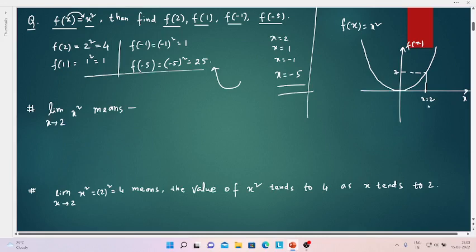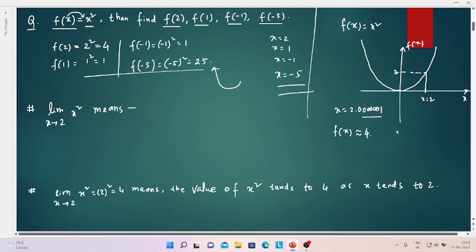So similarly, if we put x equals, suppose, 2.00000001, right? It is very close to 2, right? So can you tell me what will be the value of f(x)? It is almost equal to 4, right? Because we are just substituting the value of x, which is very near about 2, right? So f(x) equals x square will become something around 4.00001 or something like that.